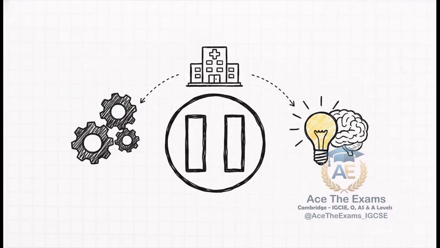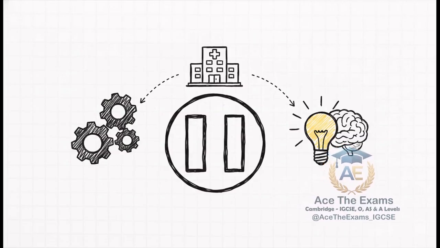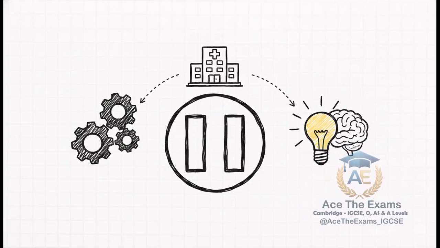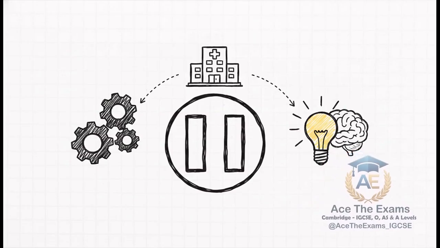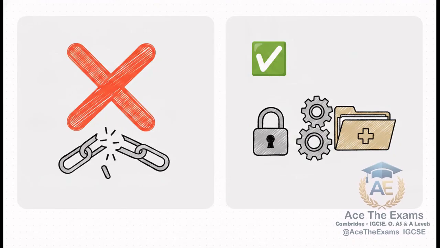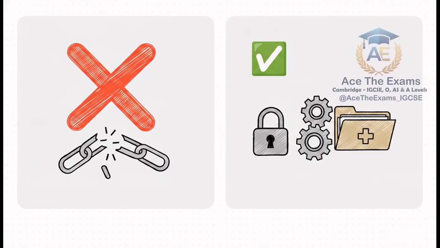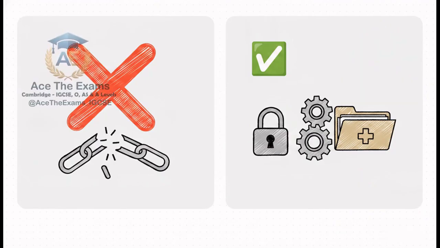How would you apply point, evidence, explanation, link, and judgment to this specific hospital scenario? Think about the exact terminology you need to extract those method marks. Okay, got your answer in mind? Let's break it down. Look at the comparison here. Notice how the vague student answer on the left fails entirely. "Use strong encryption so patient data is safe." Total failure. It ignores all the examiner warnings.